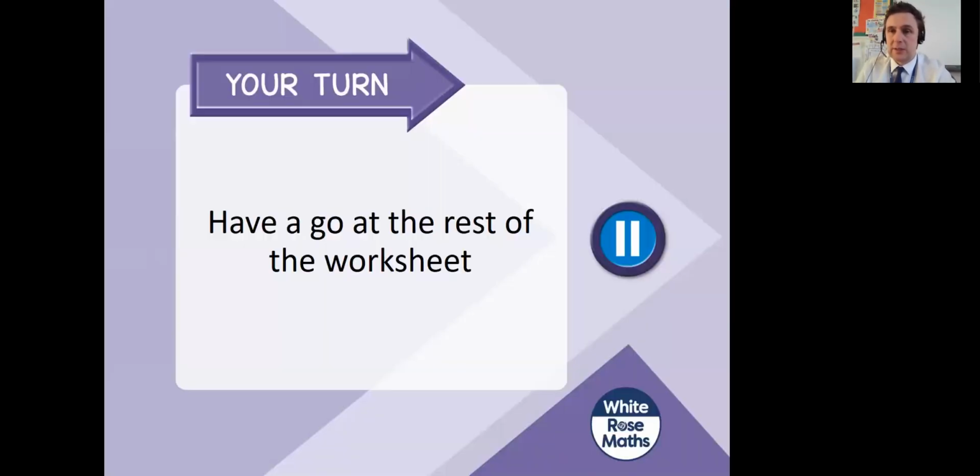Year 4, have a go at the rest of the worksheet. Unit fractions, non-unit fractions. Unit fractions, 1 as a numerator. Non-unit fractions, the numerator is greater than 1. Okay, have a go at that.